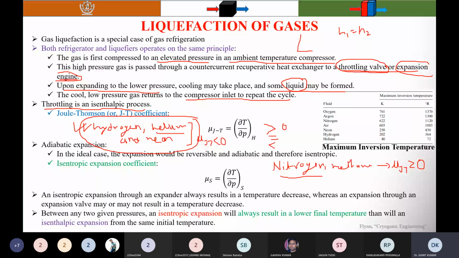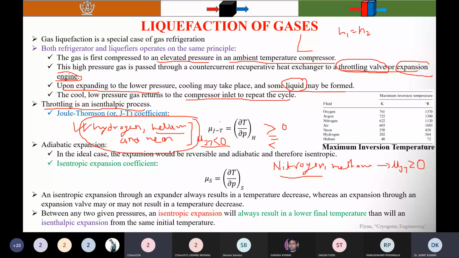Sir, you also said that hydrogen, helium, and neon have mu-JT greater than 0 for certain temperatures. Is mu-JT negative in this case always? At any temperature? Yes, at ambient temperatures we are talking about. It could be greater than 0 at another temperature.